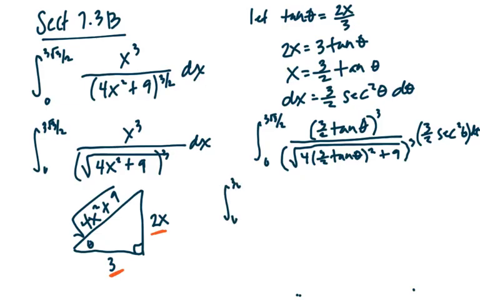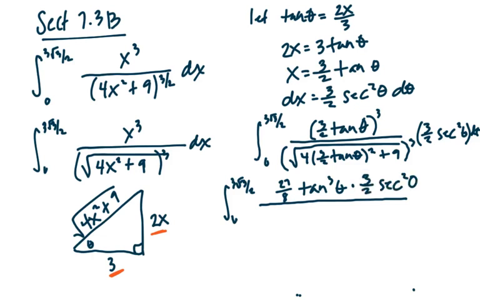So we have 0, 3 square root of 3 over 2. Now 3 halves to the third. 3 to the third is 27. 2 to the third is 8. Tangent to the third theta. And we can bring this 3 halves up here. We sometimes do it later, but we might as well bring it up now. 3 halves secant squared theta. And on the bottom, I have 4 times 3 squared is 9, 2 squared is 4, tangent squared theta plus 9 d theta. Now notice these 4's cancel pretty.